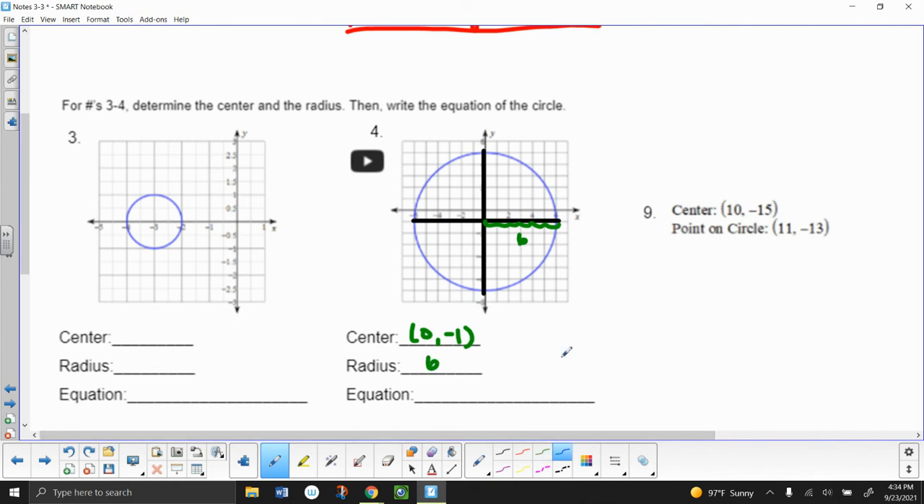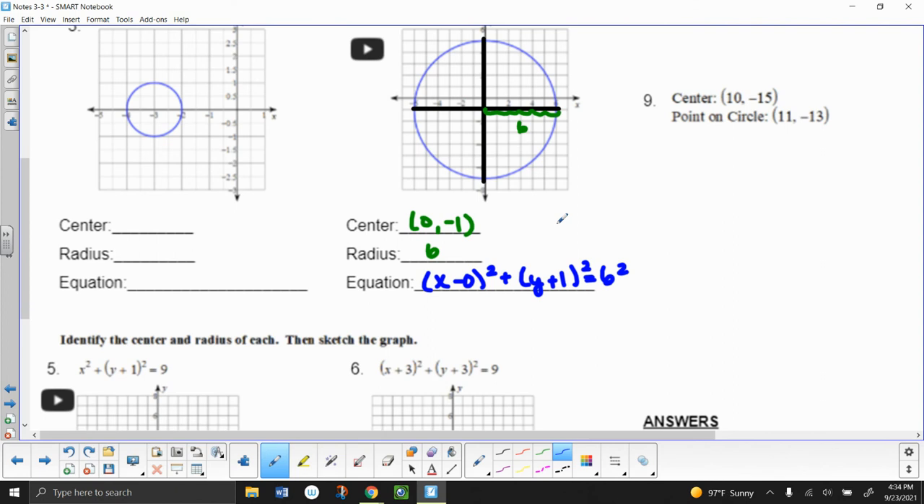So now we can write the equation of our circle. Okay, which is going to be x minus 0 squared, y plus 1 squared is equal to 6 squared. So simplifying this, x minus 0 is just x, so this is really just x squared, and then we have y plus 1, and 6 squared is 36.